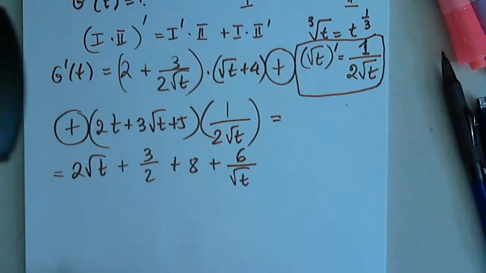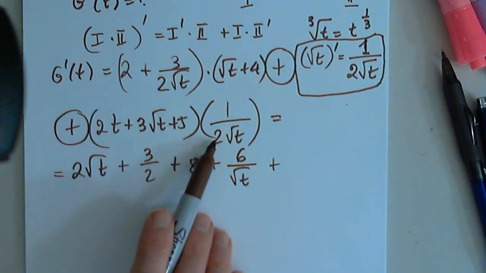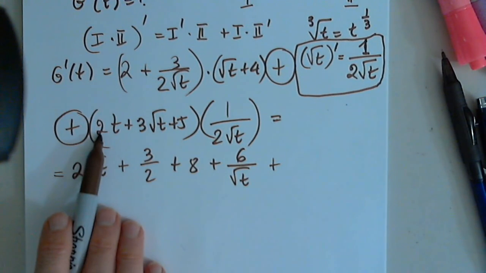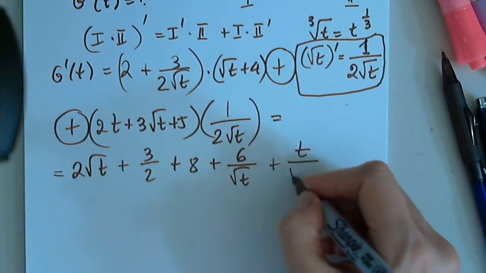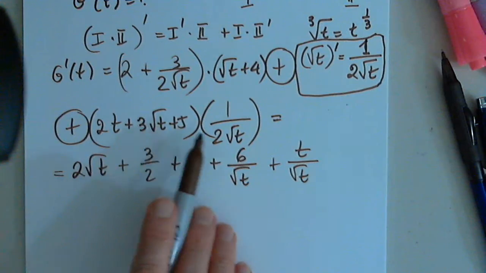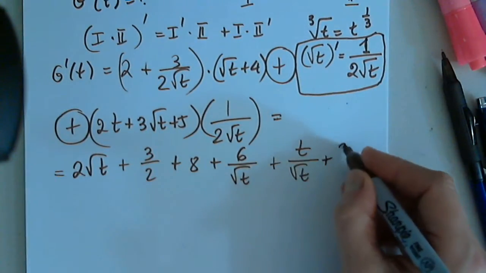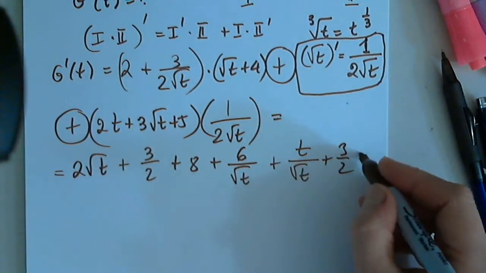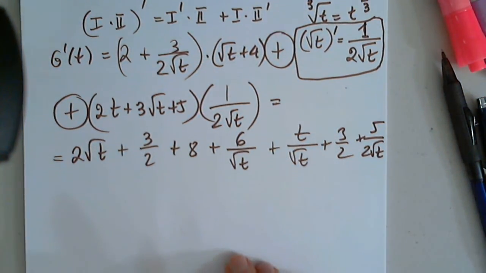So this is the first product. Plus 1 over 2, the square root of t multiplied by 2t. The 2's go away. So this is t over the square root of t. Then when I multiply these two, the square root of t will go away. So this is plus 3/2. And finally, plus 5 over 2 the square root of t.